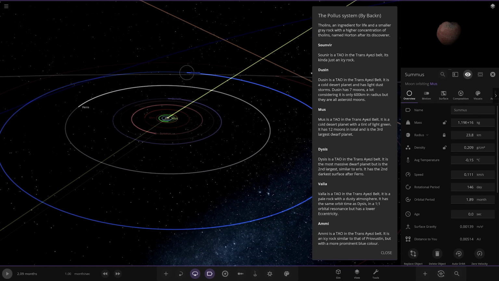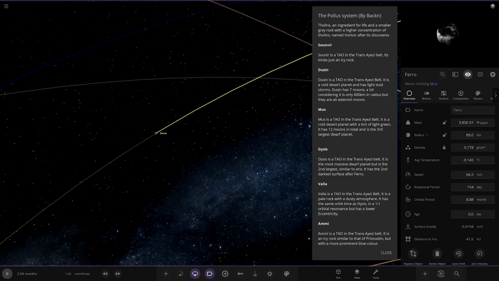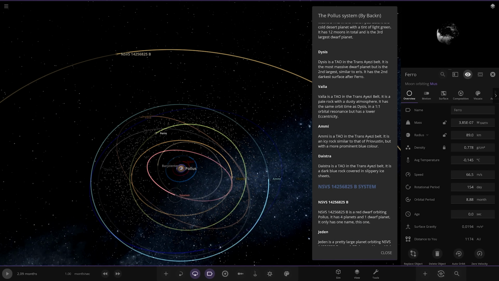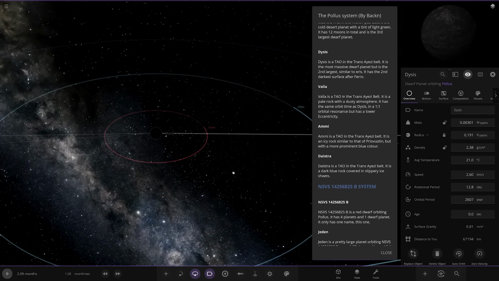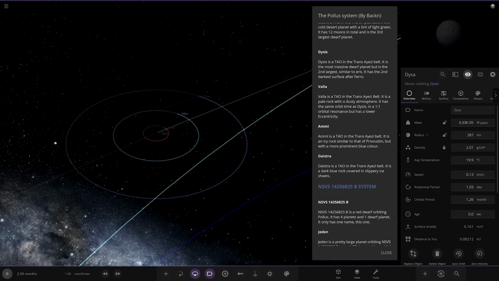Awesome. Okay. Yep. So all different coloured asteroids. There you go. Then we have Dysis, which is this one. It is the most massive dwarf planet, but it is also the second largest. Similar to Eris, it has the second darkest surface after Pharaoh. So it is always very dark, isn't it? So we got these guys here as well. Nice.